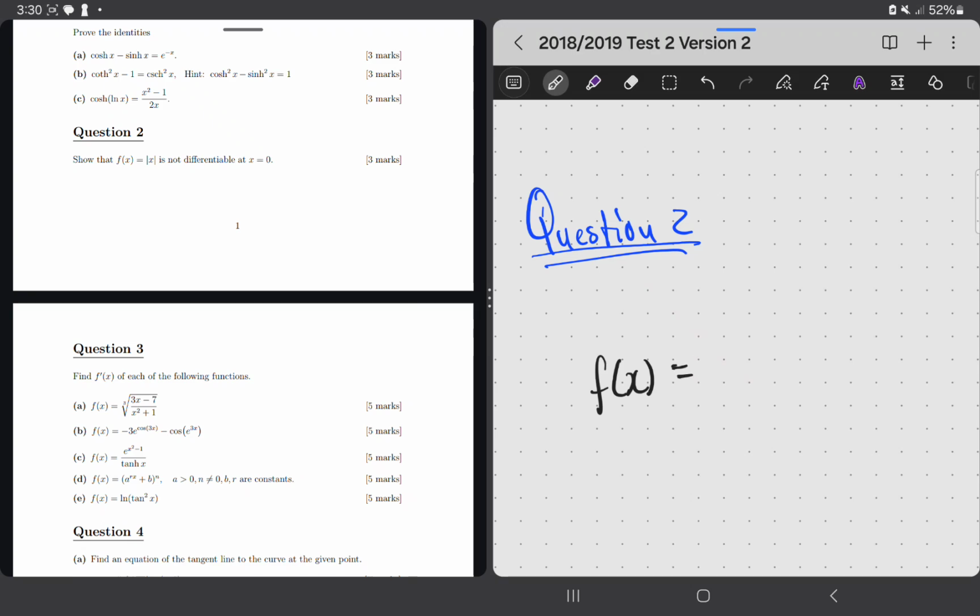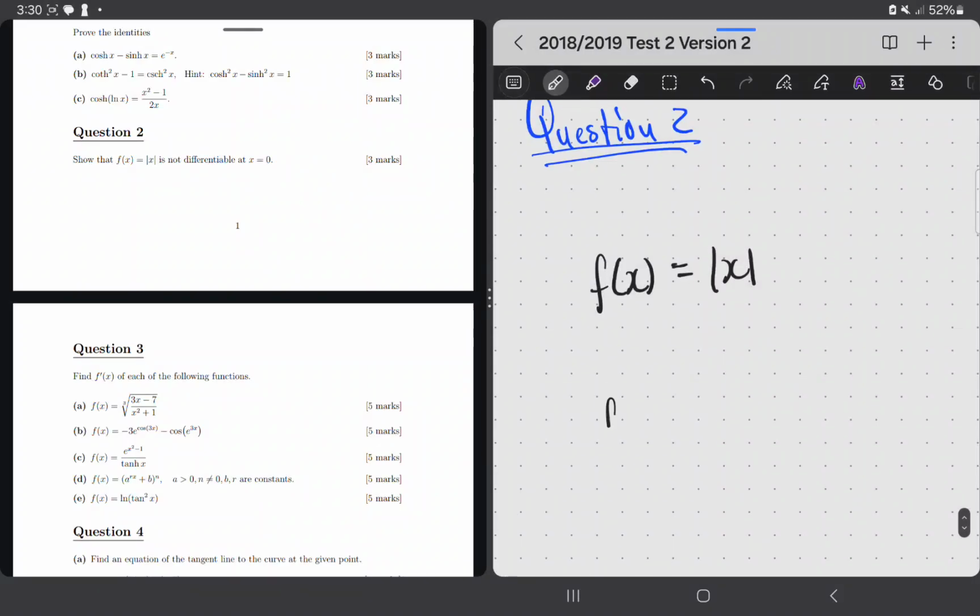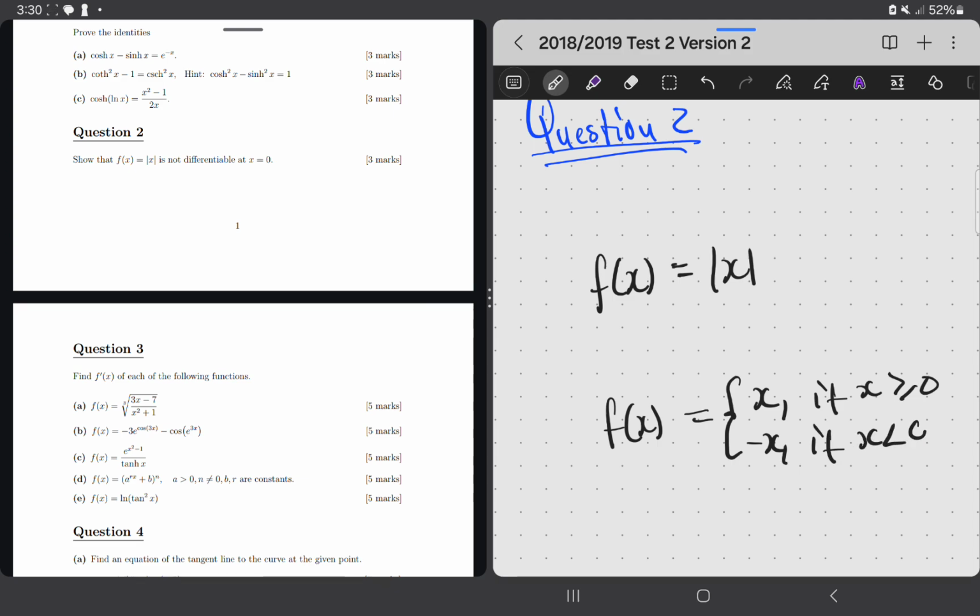modulus. So we can say f of x is equal to modulus of x, which means if we were to define it, we'd say f of x is equal to x if the thing inside is greater than or equal to 0, and it is equal to minus x if x is less than 0.